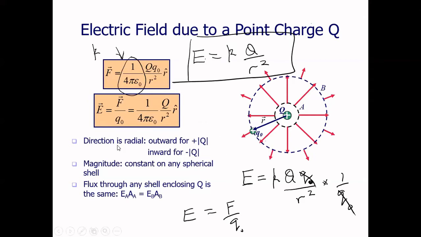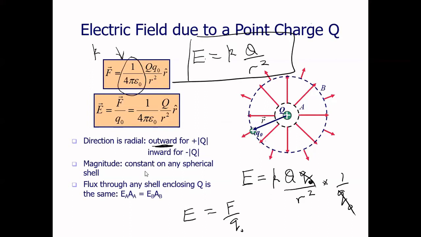Now, before we leave this slide, I want to say something. The direction of the electric field is outward if the charge is positive. What does it mean? If you place a positive test charge at any given point, that test charge will be pushed away, and that will be the direction of the electric field. Now, if the point charge here is negative, and you place a positive test charge here, it will be attracted. So the electric field will be inwards. The electric field due to a positive point charge is outwards. The electric field due to a negative point charge is inwards.